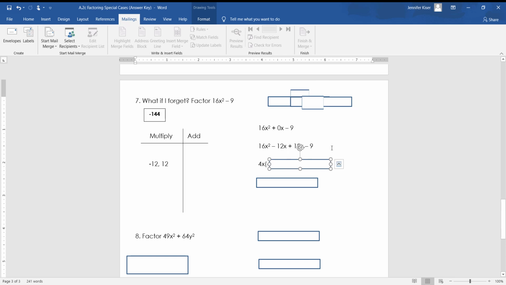And then you're figuring out 4x times what will give you the 16x squared. So that'd be 4x again. And then 4x times what will give you the negative 12x. So that'll be negative 3 next.